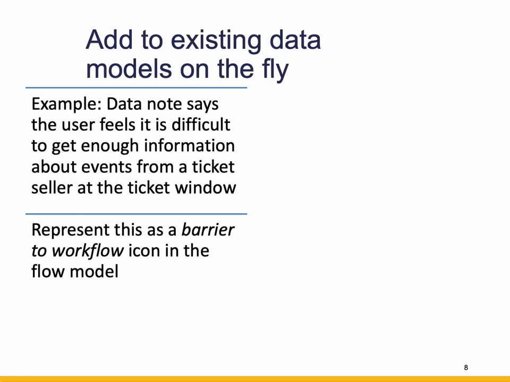Often, we'll come up with a data point from our research where we'll need to add it to the existing data model, and we'll need to do it in the middle of our process. The example that the text uses says, hypothetically, if we have that ticket system, and one data point from one user says that that user feels it difficult to get enough information about events from a ticket seller at the ticket window, that is super important. We need to add that to our existing data model, even though we may be at a point later on in the process.